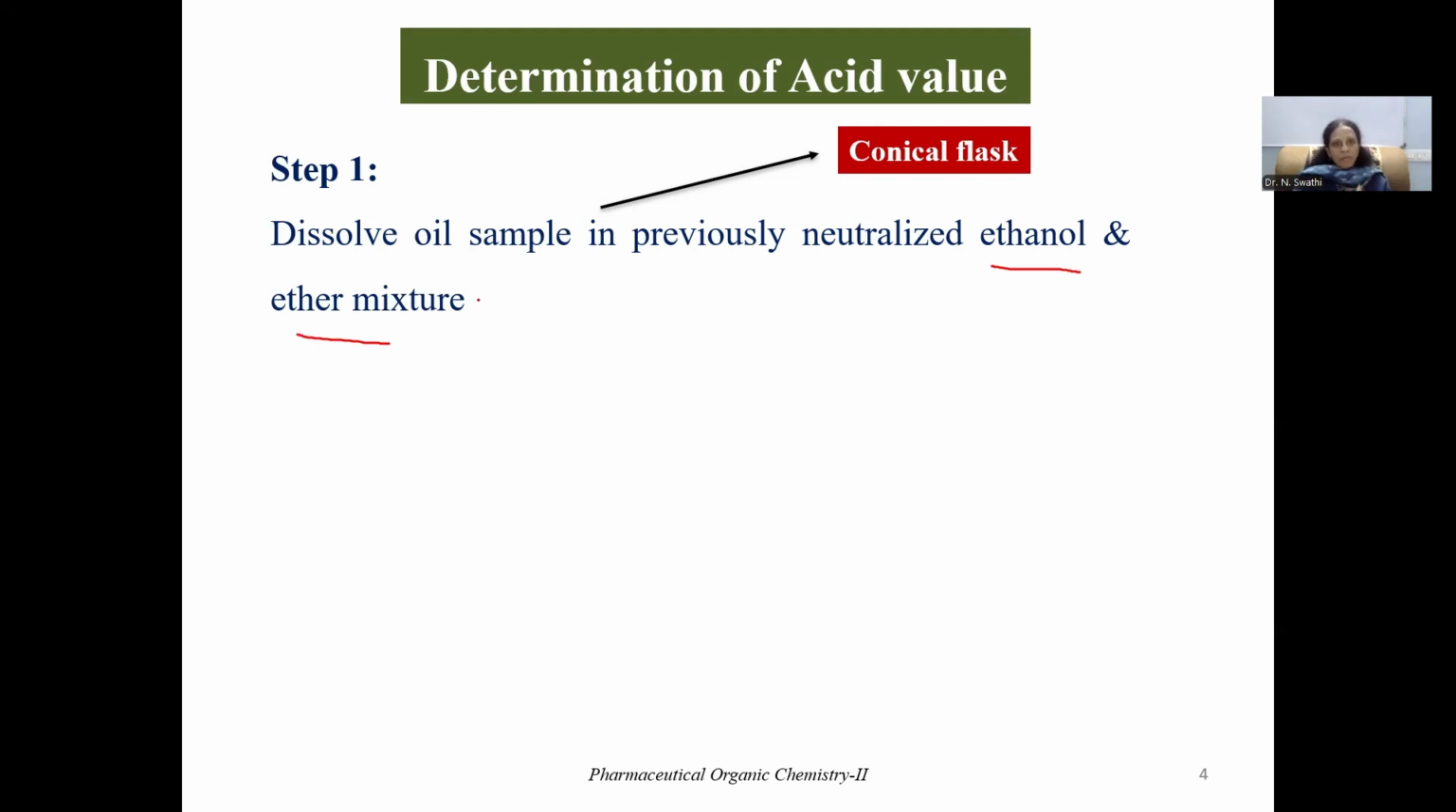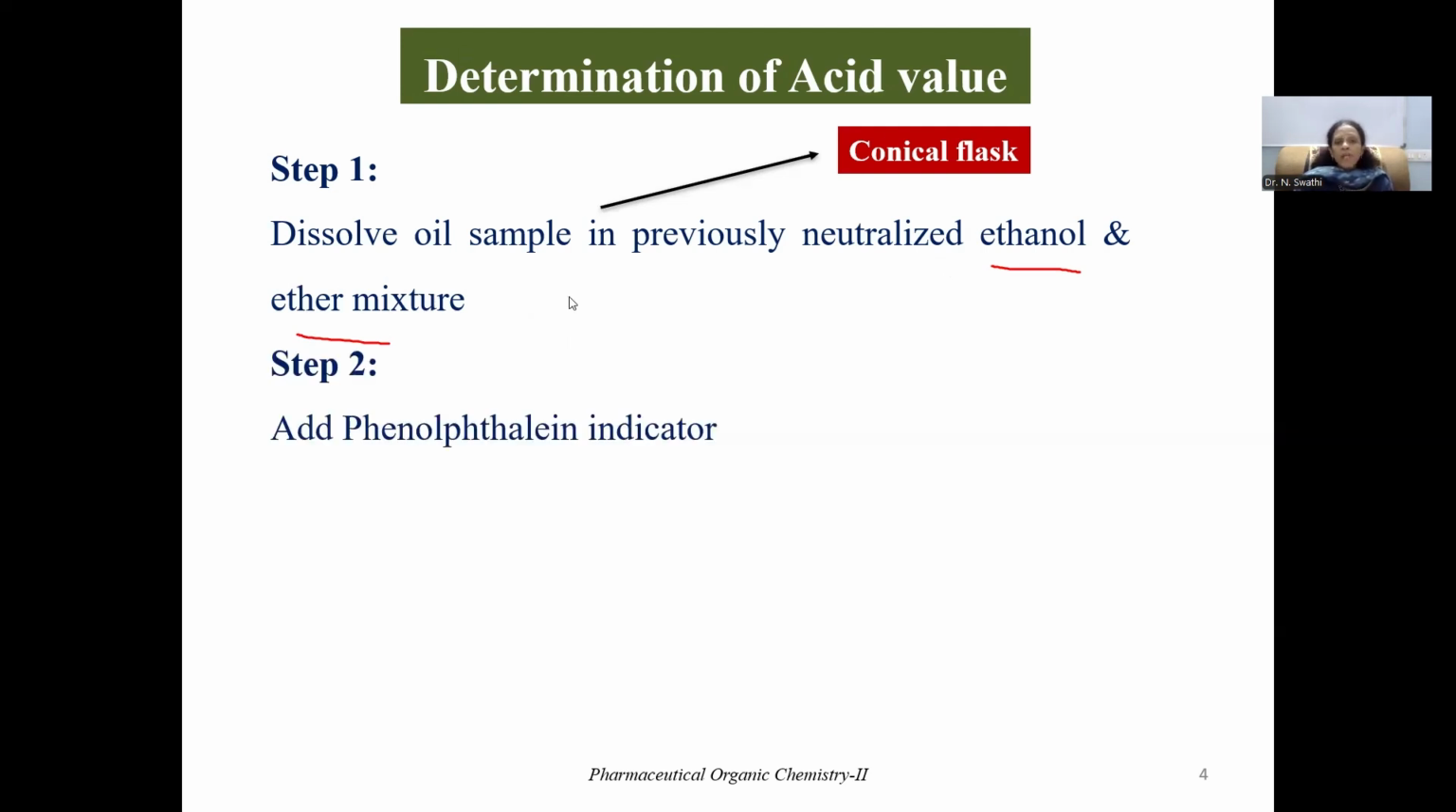One of the important key points here is we are going to analyze the free fatty acids available in the given sample. If any other components or solvent systems we are using in the titration, they should be devoid of acidity. That means whatever other components or reagents we use in this titration, they should be neutralized solutions. So in order to ensure that a neutralized solvent system is used, the solvent system should be neutralized first before it is used for dissolving the oil sample.